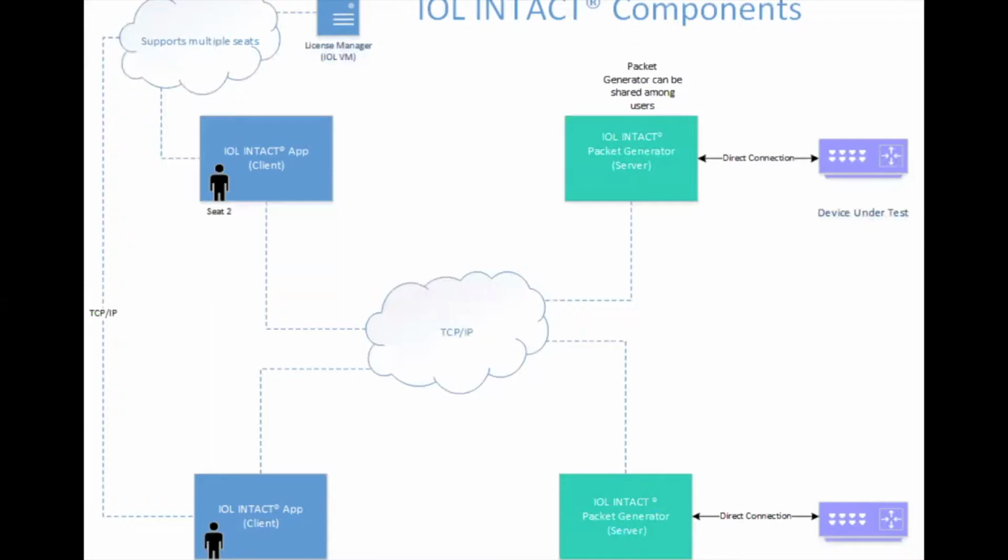Way up in the upper left-hand corner, you'll notice the license manager. This is the RLM floating license utility. This is where you'll install your license for the IOL INTACT software, and it is this machine that will need to have connectivity to all of the IOL INTACT applications themselves. Again, that's a TCP/IP connection, so any machine that is connected to the license manager can use INTACT.